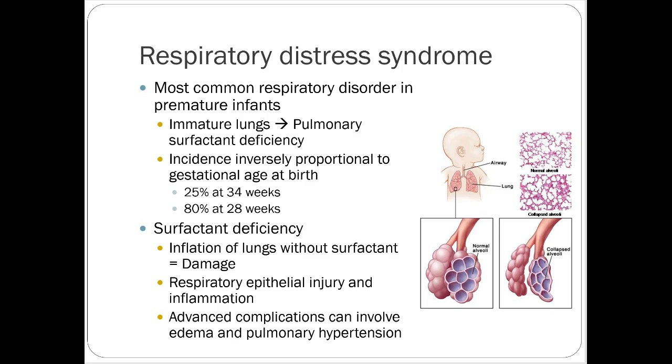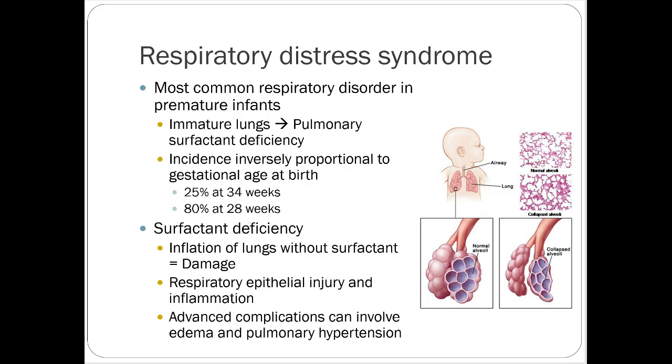So respiratory distress syndrome is where I'll start. Basically, immature lungs have a decreased ability to produce pulmonary surfactant, which is something that everybody just produces normally. In these kids, they just don't have that piece built in yet. And so when we're looking at incidence, it's inversely proportional to your gestational age at birth. So 25% at 34 weeks versus almost 80% at 28 weeks. So you can see, again, that development is critical to preventing some of these things.